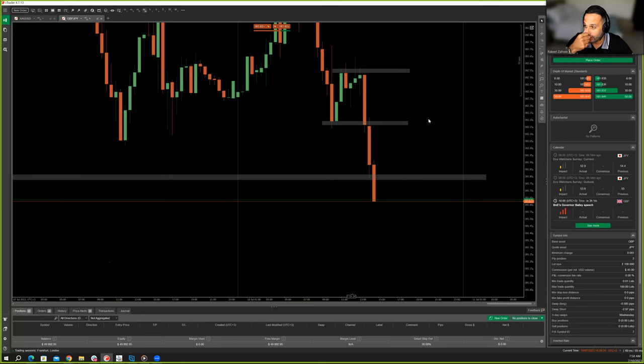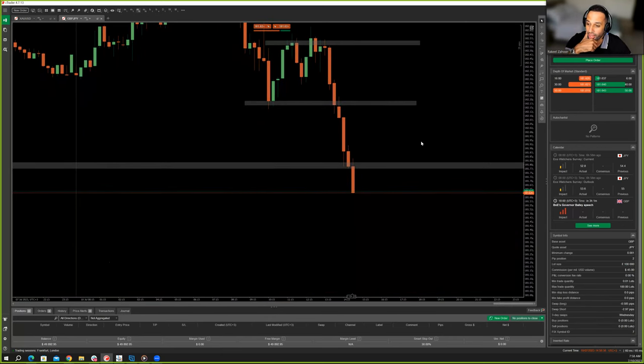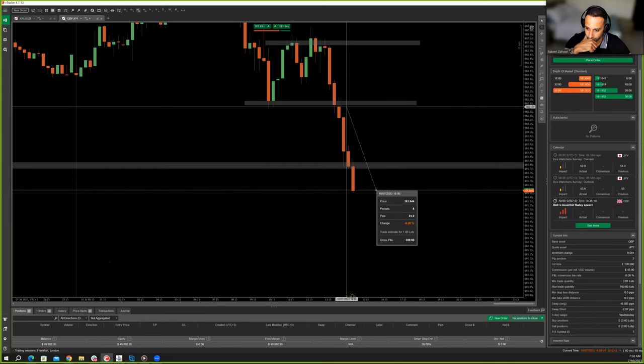Oh wow, look at that. Pound yen is still continuing its treacherous run down. Wow, that's crazy. How much has it moved since we broke below 182.170? 51 pips. Damn. Crazy.